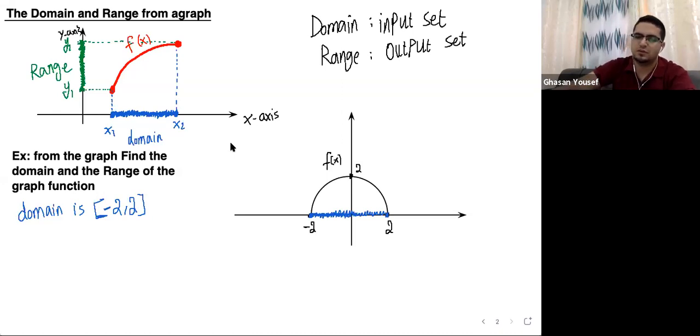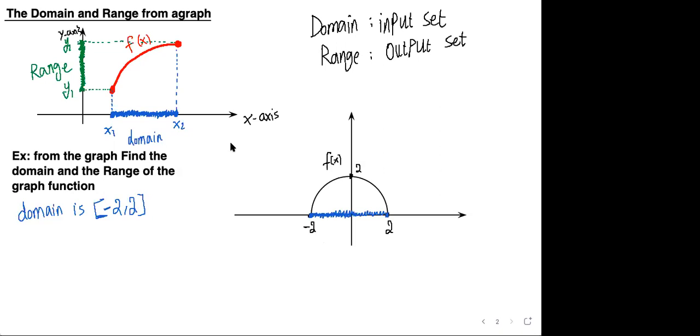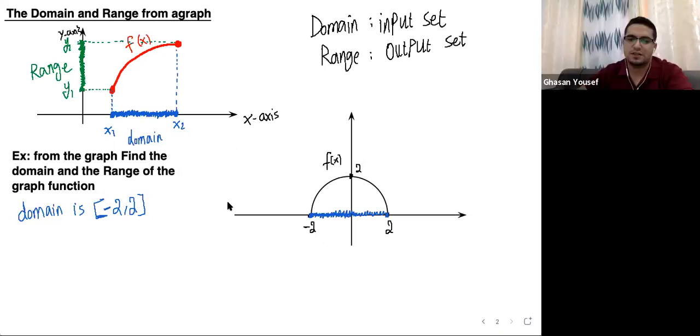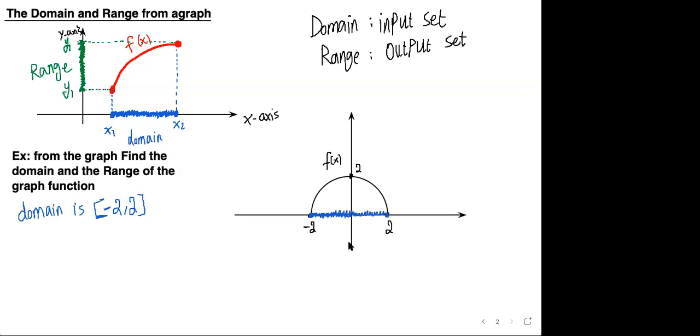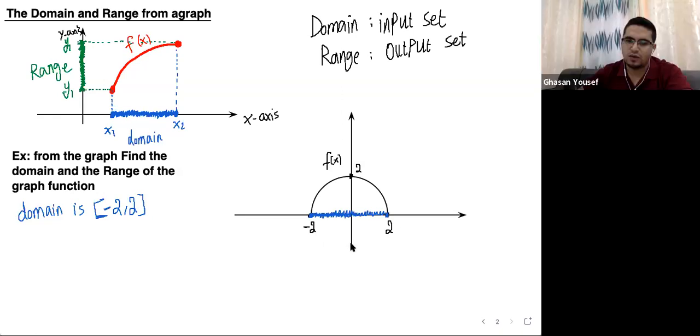What's the range? What y values are used? Isn't it the same answer? Same answer, from minus 2 to 2. Yeah, but as we see here, if we're going to the y-axis, the minus 2 does not have an x value. I mean, the minus 2 is not used on the y-axis.